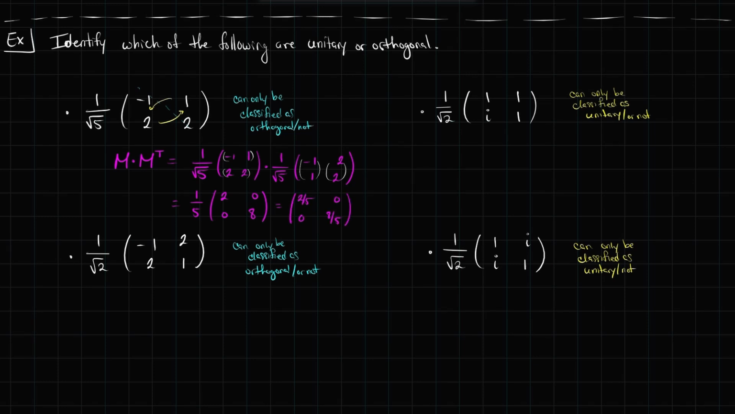So it's trying really hard to be the identity, but it's not quite, because those would have to be 1 to be orthogonal. So we're going to say not orthogonal.